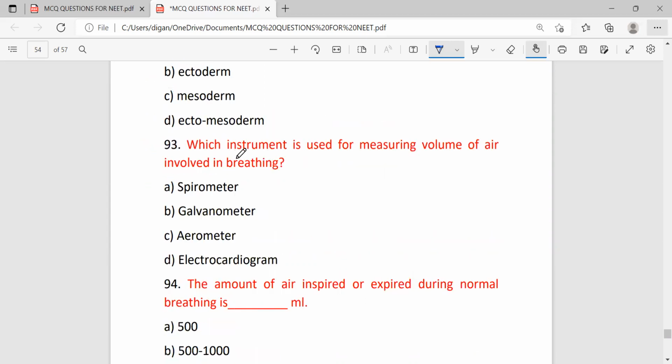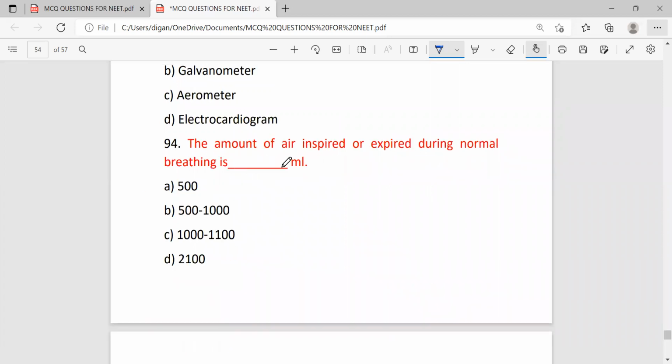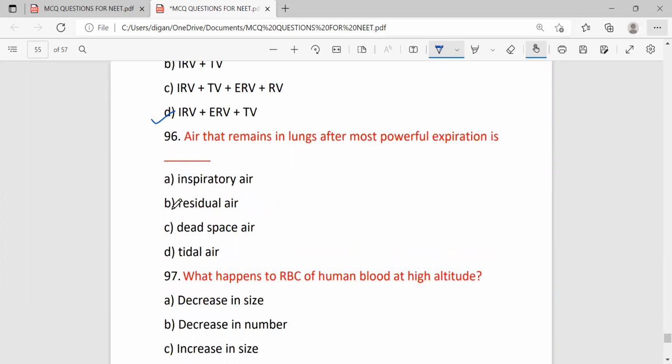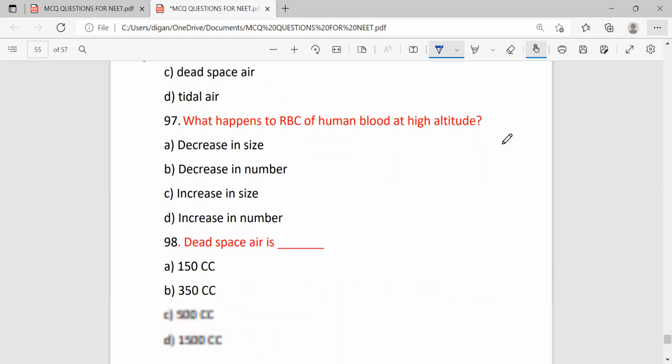For 93, which instrument is used for measuring the volume of air involved in breathing? And the correct option for 93 is A, that is spirometer. The amount of air inspired or expired during normal breathing is dash ml. For 94, correct option is A, 500 ml. Vital capacity is equal to, for 95, the correct formula is D, IRV plus ERV plus TV. So next, for question number 96, air that remains in lungs after most powerful expiration is called? For 96, correct option is residual air.